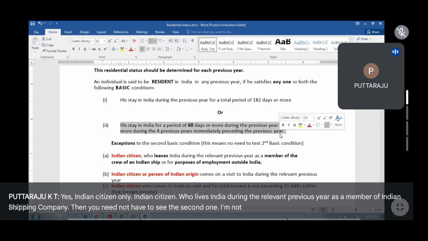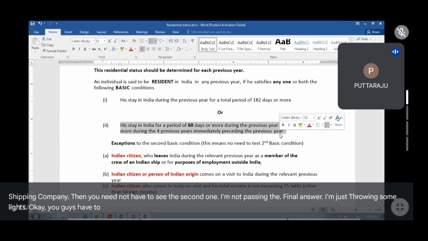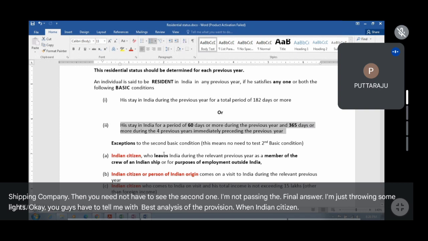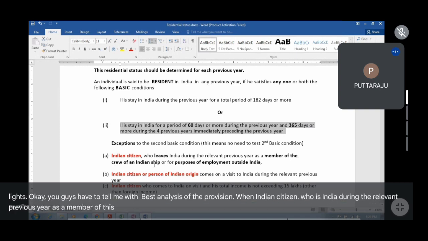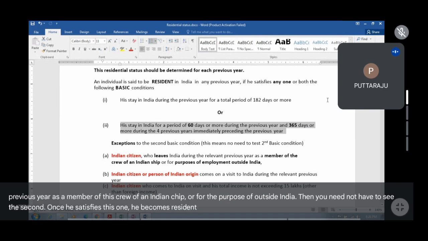I am not giving the final answer. I am just throwing some light. You have to tell me with the best analysis of the provision. When an Indian citizen leaves India during the relevant previous year as a member of the crew of an Indian ship or for the purpose of employment outside India, then you need not see the second condition. Once he satisfies this one, he becomes resident, otherwise he becomes non-resident.